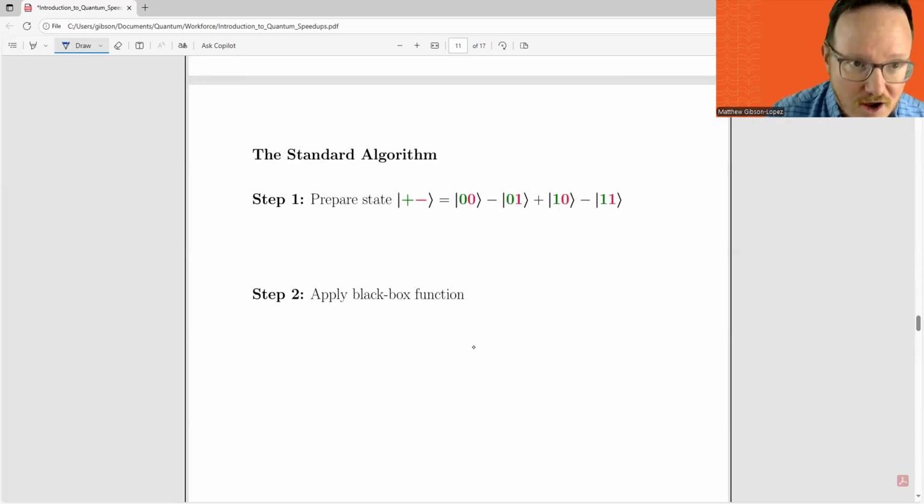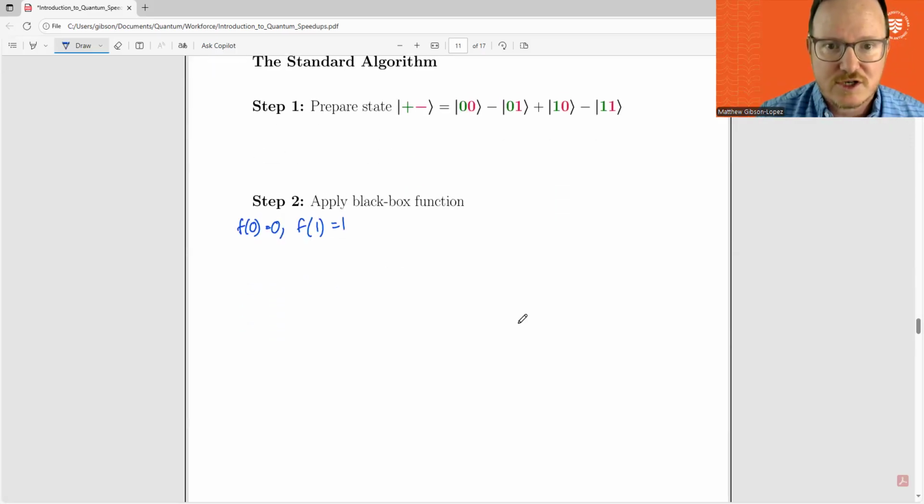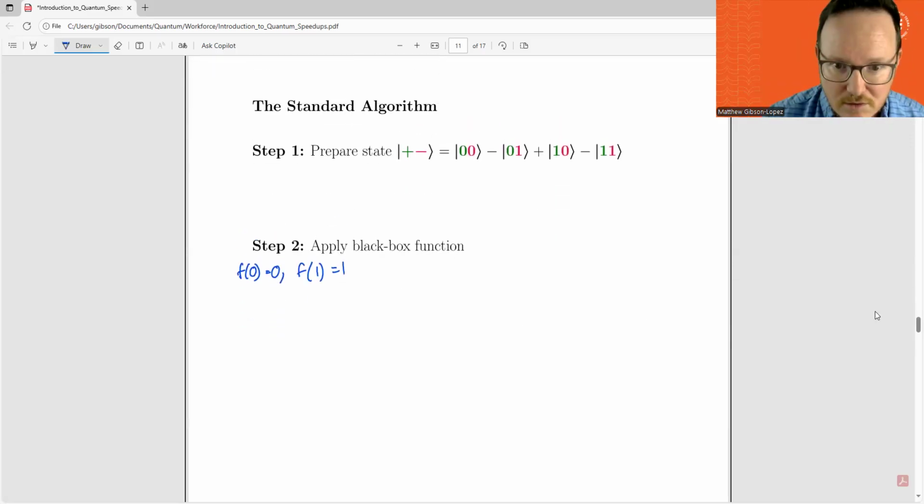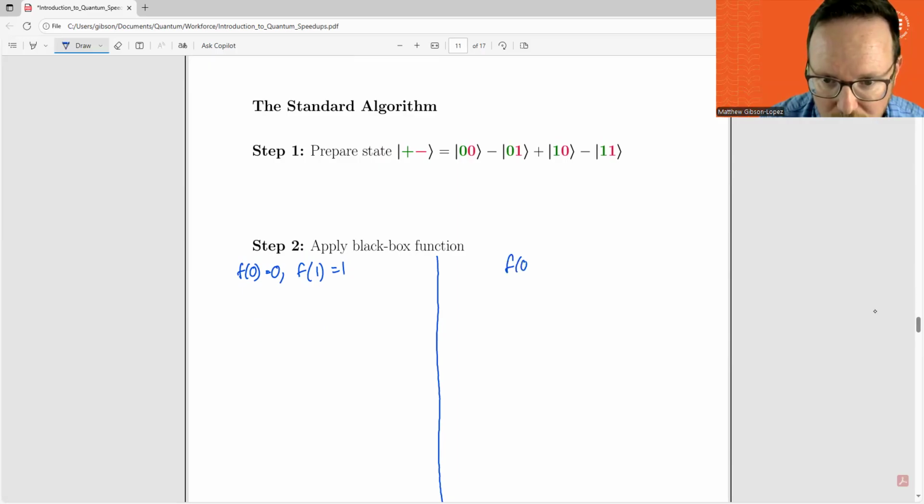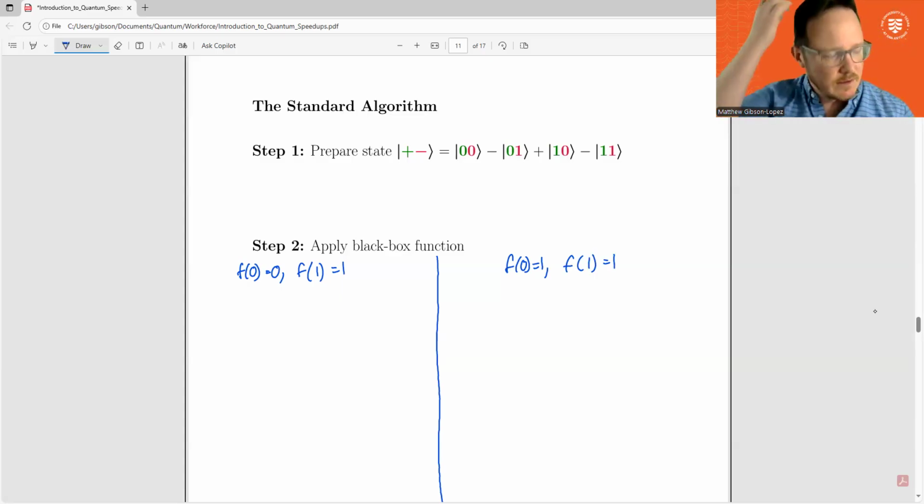Suppose on the left, f of zero is zero, and f of one is one. And then on the right, we're going to suppose that they both evaluate to one. F of zero is one, and f of one is one.